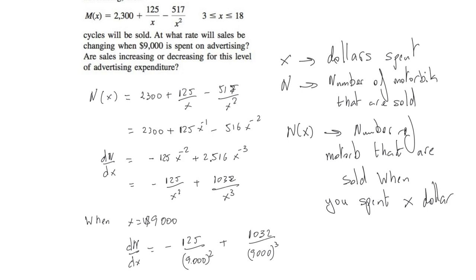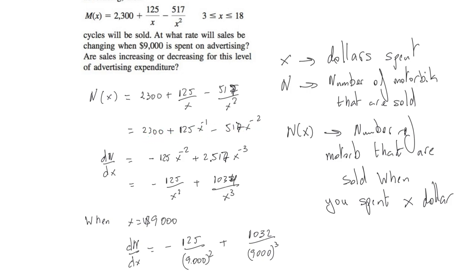So what is the function? The model says that the number of motorbikes that you are going to sell when you spend X dollars is 2,300 plus 125 divided by X minus 17, so I made a mistake here, 17, and here is 17, and here is 34. Okay, when you spend X dollars, this is the model of what you will sell. So the input is the dollars that you spent. The output is the number of motorbikes that you are going to sell. So this is the equation.